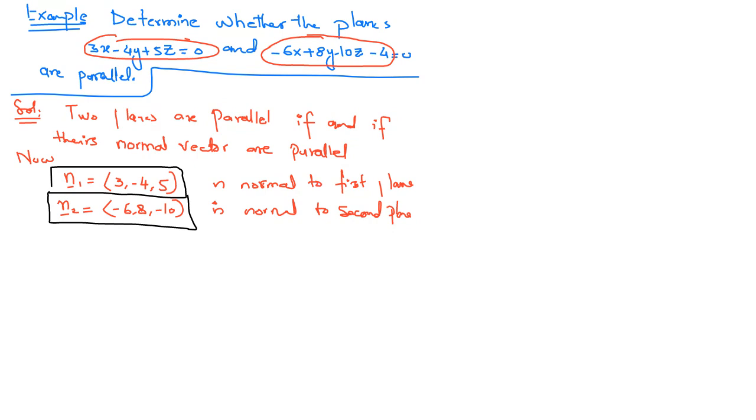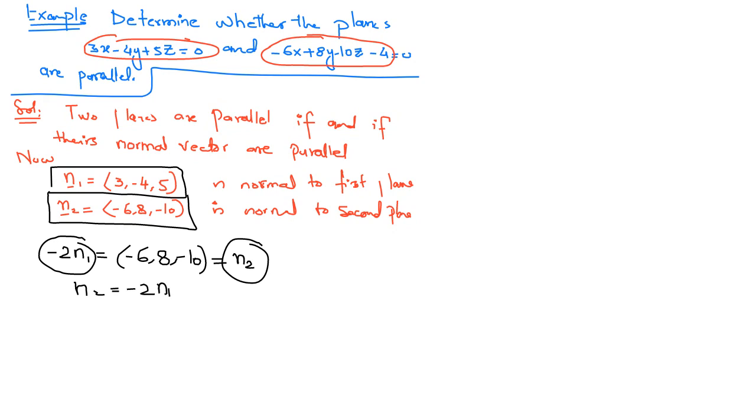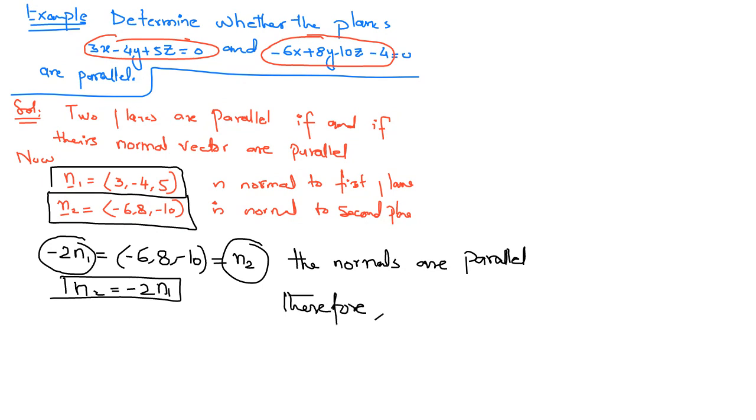See, if I multiply minus 2 with N1, that will give me minus 6, 8, and minus 10. So that is equal to N2. It means N2 is equal to minus 2 times N1. So there is a scalar that multiplies with one vector and gives you another vector. It means the normals are parallel. Therefore the given planes are also parallel. Okay, understood?